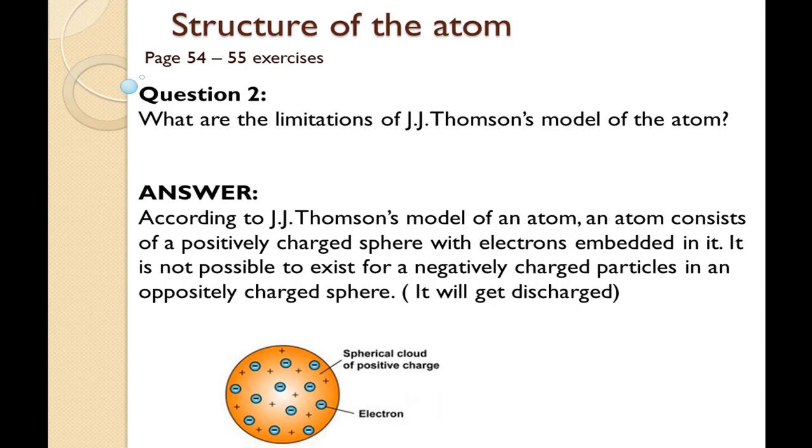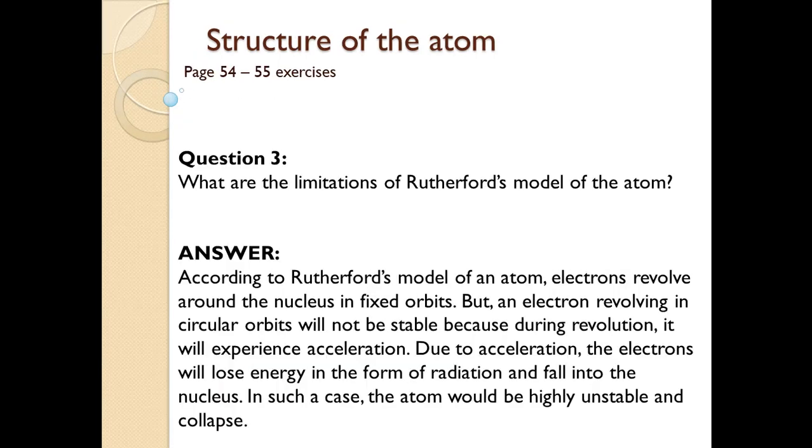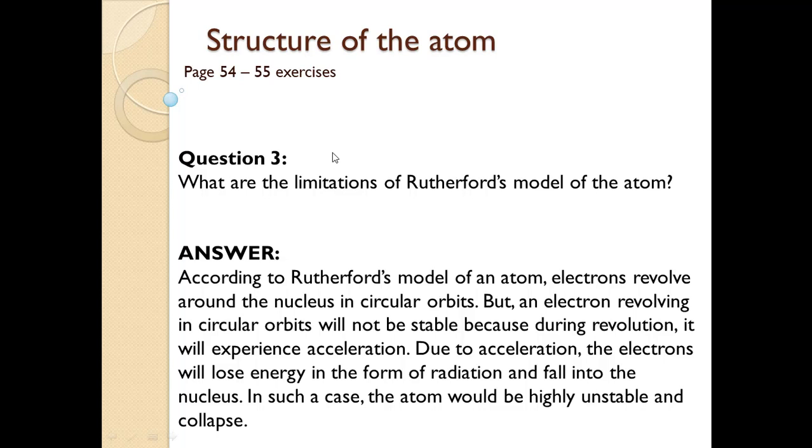Shall we move to question number 3? Here is question number 3. What are the limitations of Rutherford's model of atom? So we know that according to Rutherford, electrons revolve around the nucleus in circular orbits, isn't it? But when an electron is revolving in circular orbits, what will happen? They will not be stable because during the revolution, what will happen?